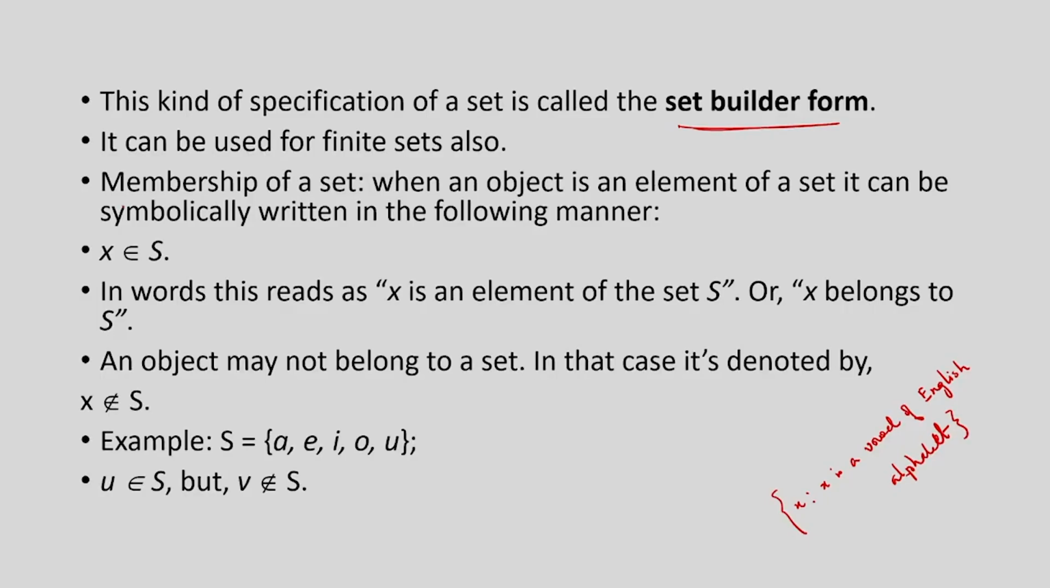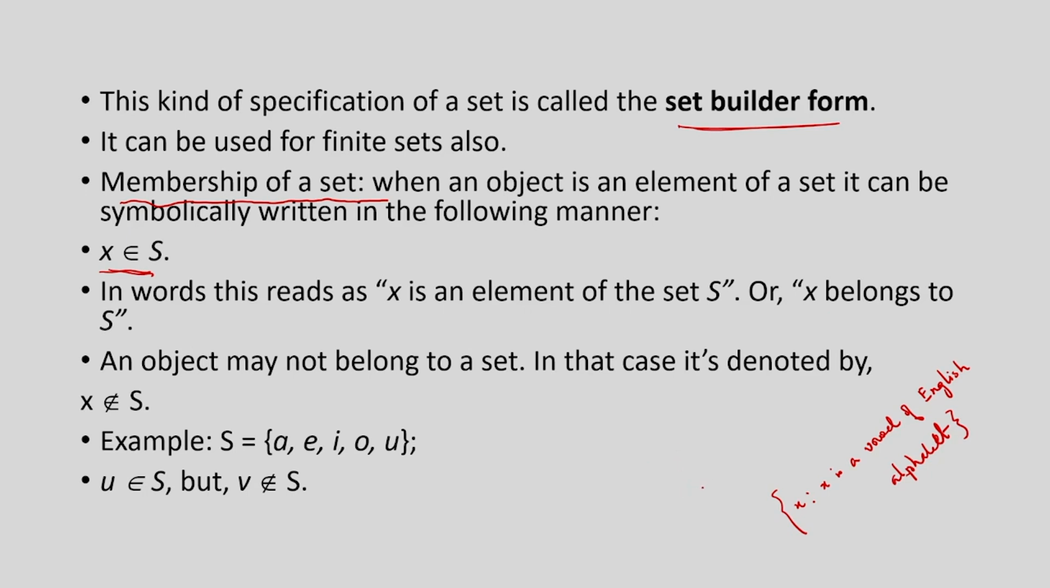Membership of a set. When an object is an element of a set, it can be symbolically written in the following manner. X, and you have a sign, and this sign stands for what? It looks like the epsilon sign in the Greek alphabet, and this sign denotes something. In words, this reads as X is an element of the set S, or X belongs to S, right.